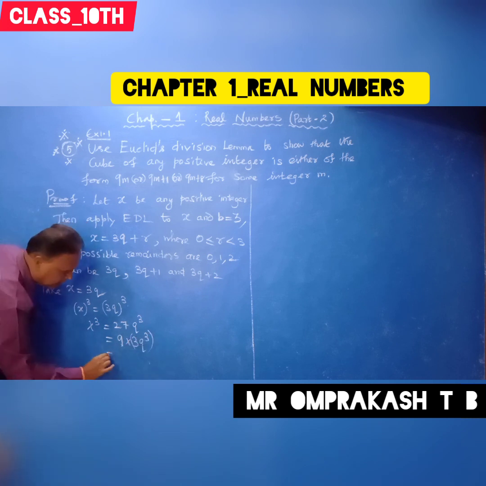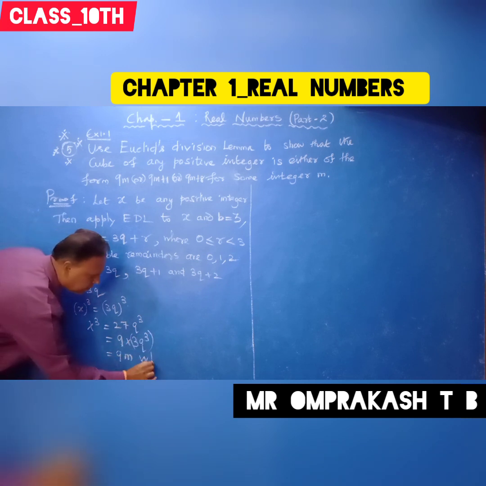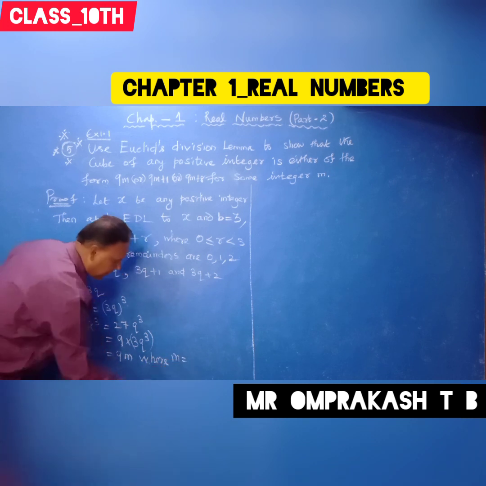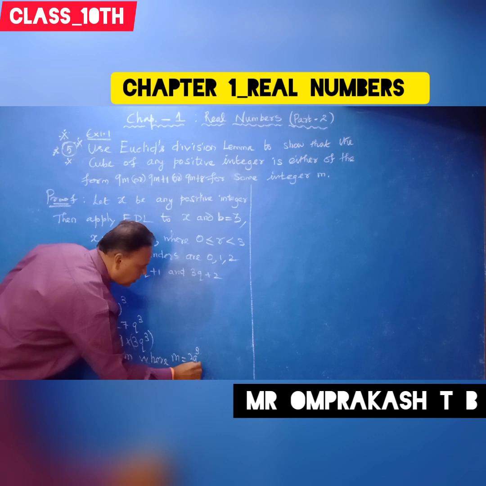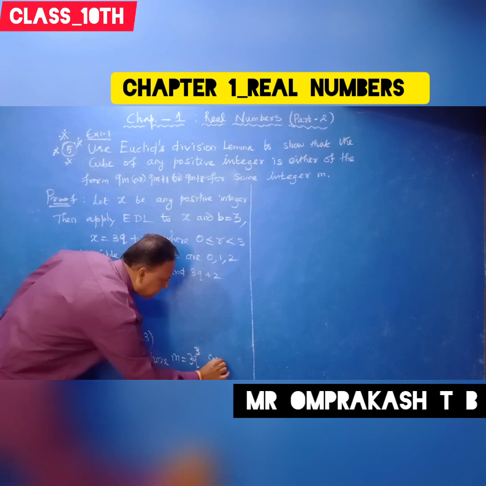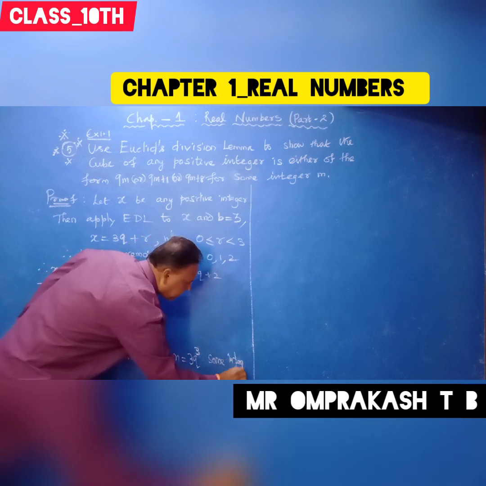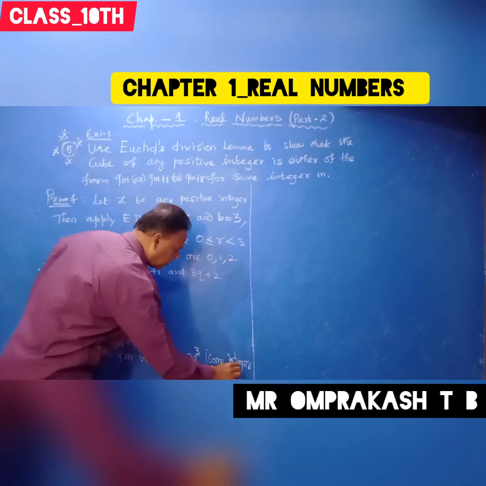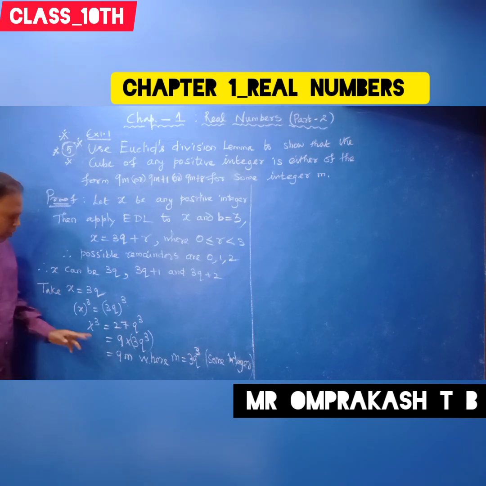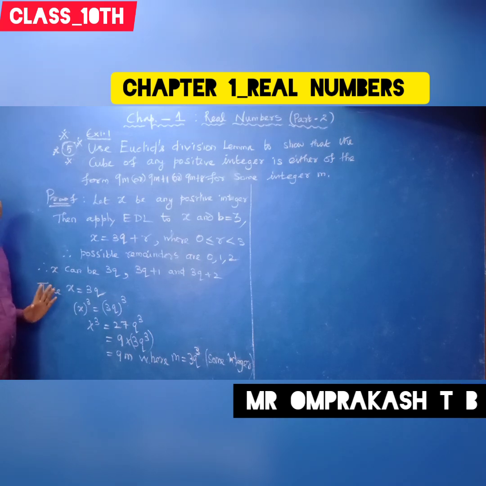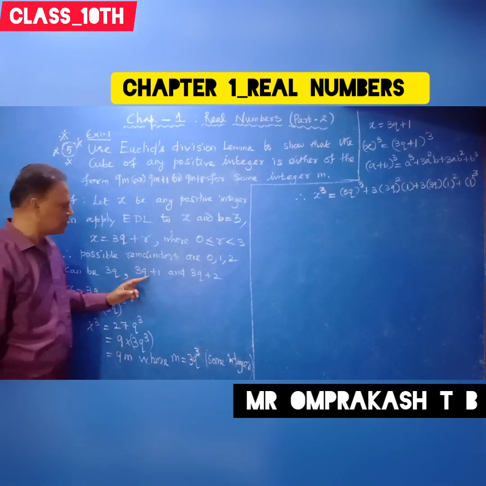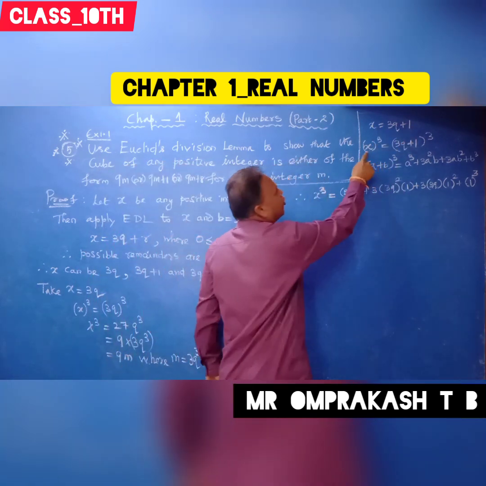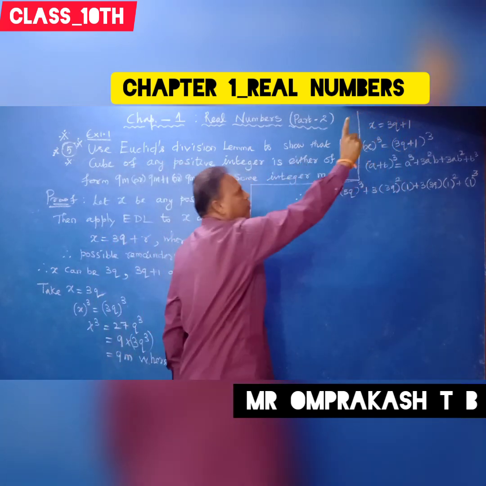So now this alone you take as m, where m is some integer, that is 3 q cube, some integer. So for the first number, taking cube, we are getting 9m. Next, x is equal to 3q plus 1. Taking cube, x cube is equal to 3q plus 1 whole cube.